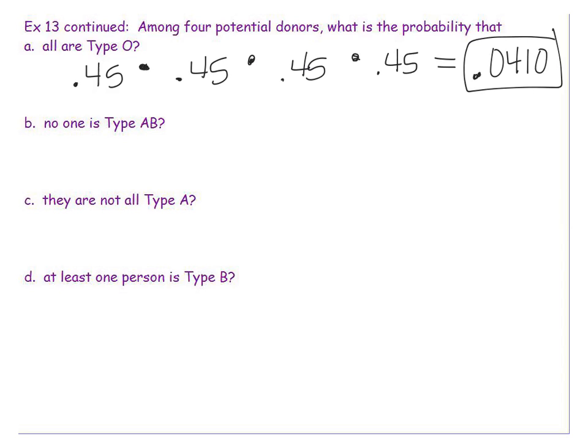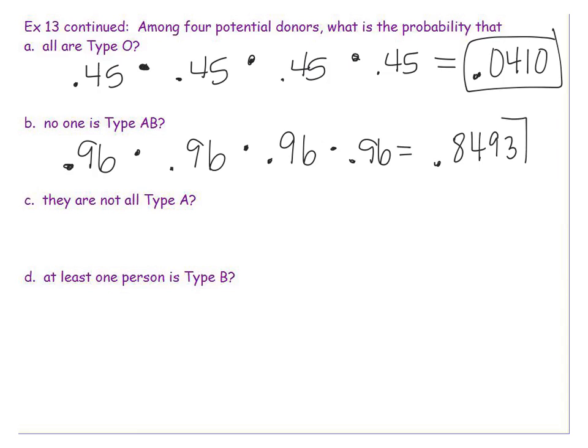So what's the probability that no one is type AB? Well, the rest were the ABs back on that previous slide. So there was only 4% that were AB. So everybody else was 96%. So no one type AB. Well, that means the first person is not type AB, which is 0.96. And the second person is not type AB, 0.96. And the third person is not AB, 0.96. And the fourth person is not, 0.96. Multiply all of those, round to 4 decimals, you get 0.8493.